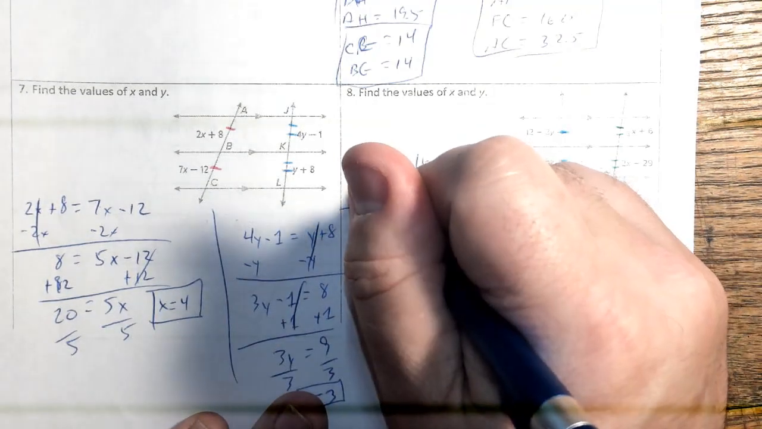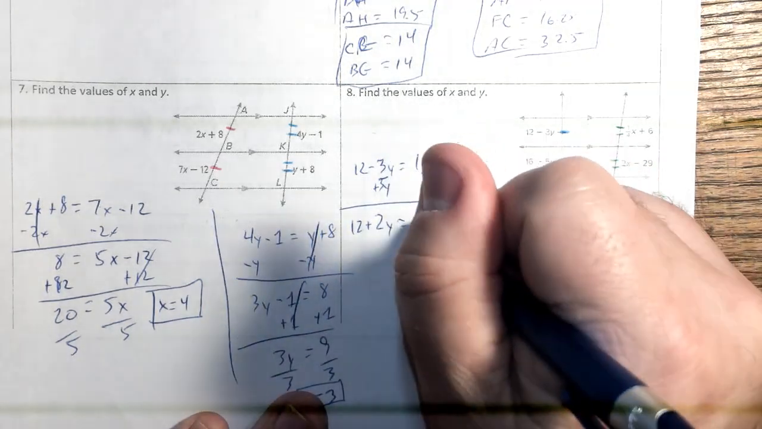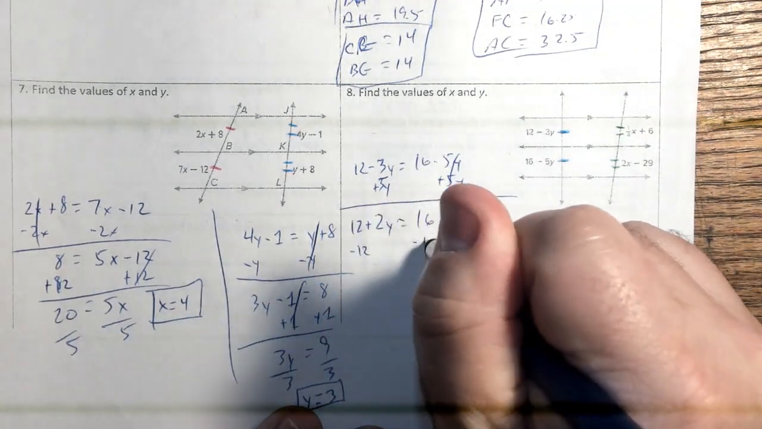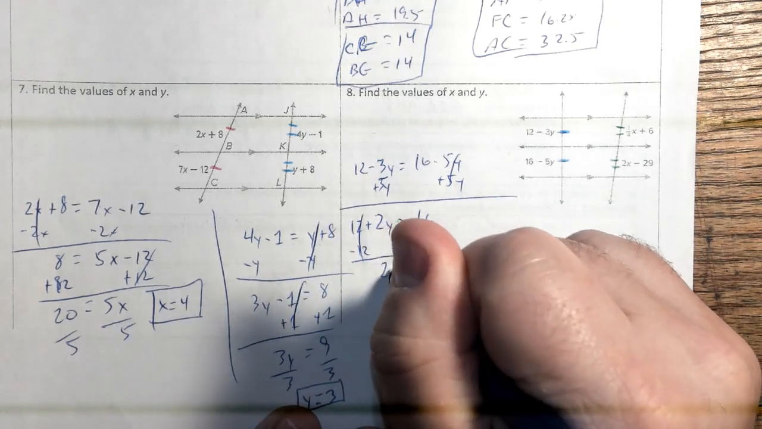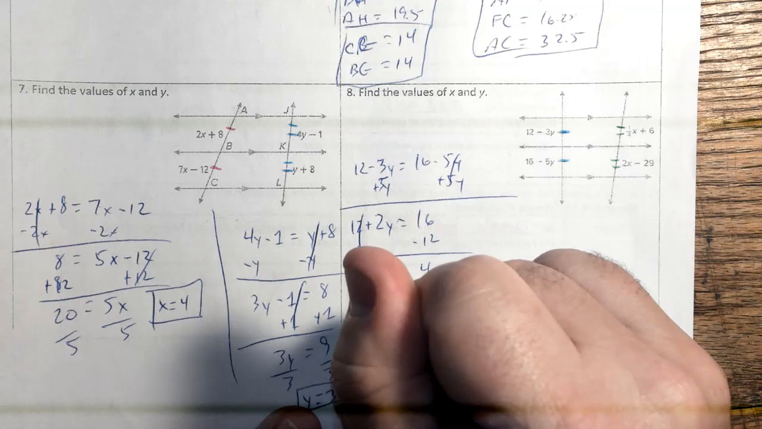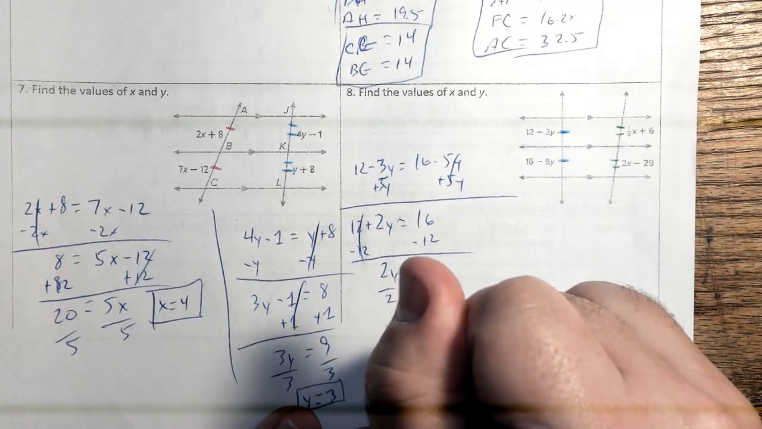Notice this changes because that's not a negative. 16 comes down, the 5y's canceled. Subtract 12 from both sides. Those cancel. 2y equals 16 minus 12 is 4. Divide both sides by 2. Y equals 2.